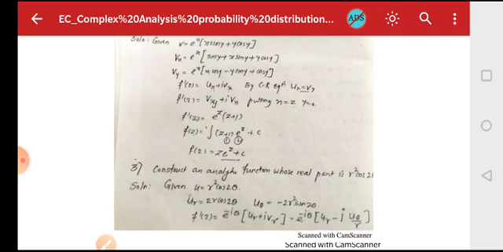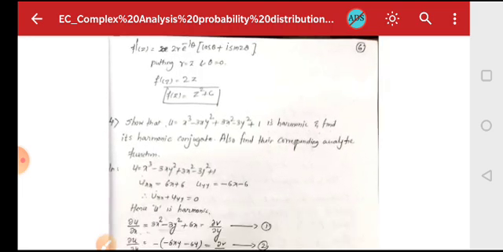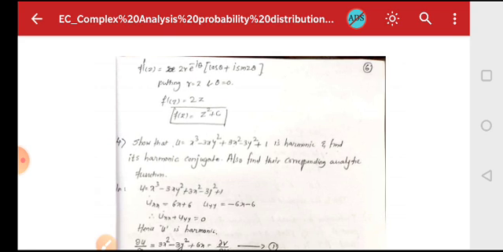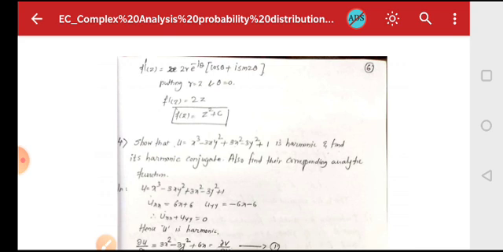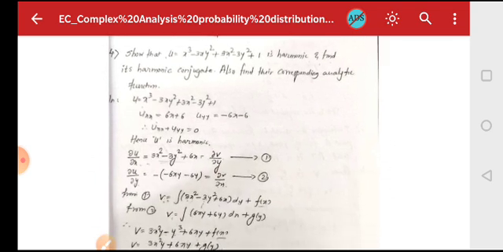And f dash of z is equal to e raised to minus i theta into (u_r plus i v_r), which is equal to e raised to minus i theta into (u_r minus i into u_theta by r). Now that f dash of z will be equal to 2r e raised to minus i theta (cos 2 theta plus i sin 2 theta). Putting r is equal to z and theta is equal to 0, we will get 2z. f dash of z is 2z. Which when integrated, we will get f of z is equal to z square plus c, which is the required analytic function.